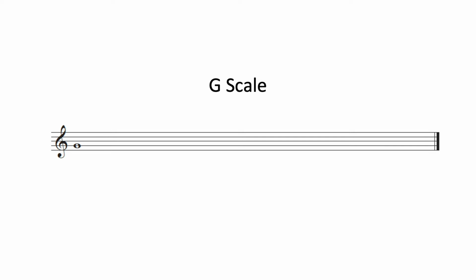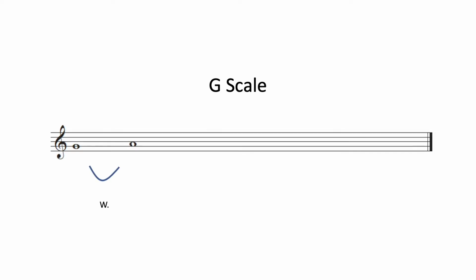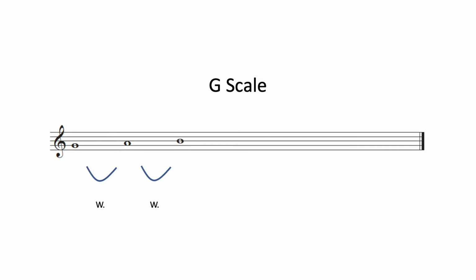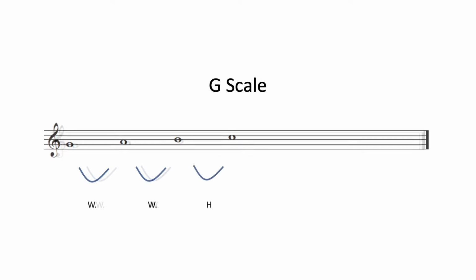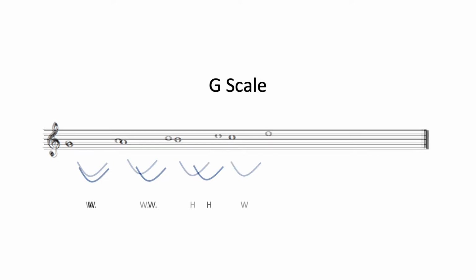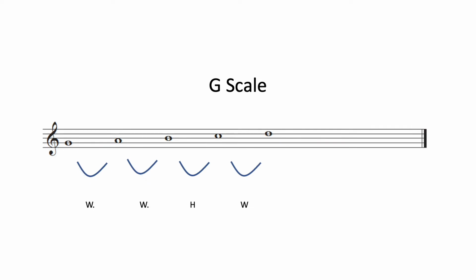All right, so we remember our formula. It's going to be exactly the same. The formula doesn't change. The notes will change, but the formula does not. The whole steps and half steps are still in the same place. So G to A is a whole step. A to B is a whole step. B to C is a half step. C to D is a whole step. D to E is a whole step.